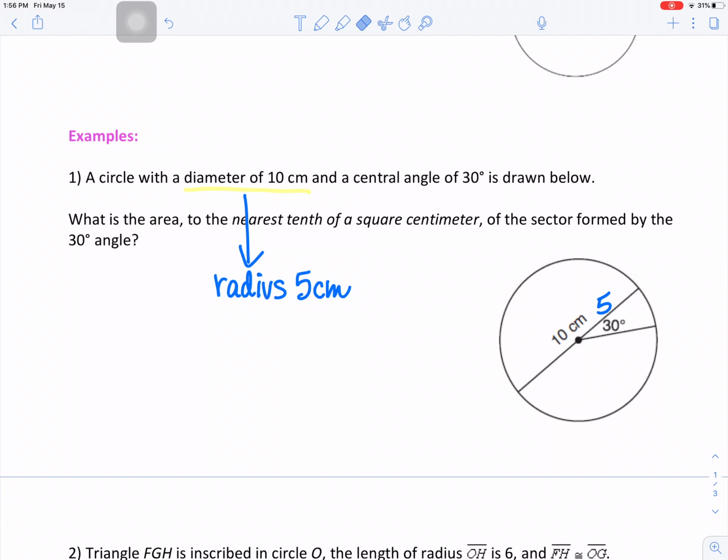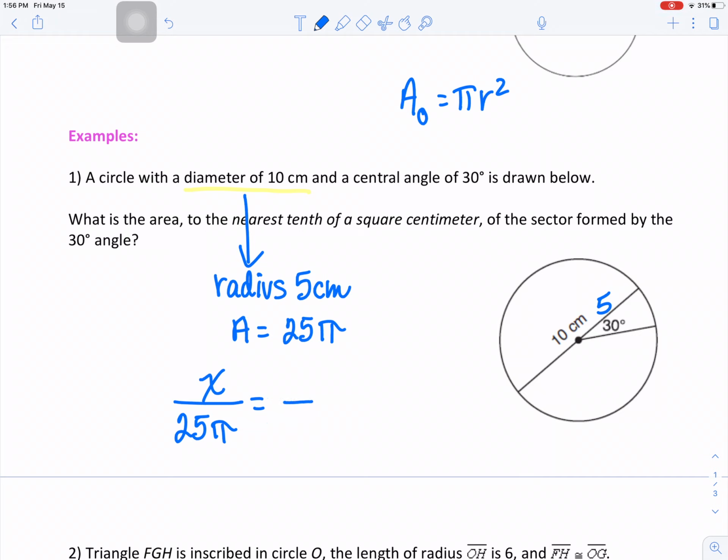Okay, so we have to figure out the area of the whole circle. I like to do that right off the bat. The area of the circle is 25 pi, right? Area of a circle is pi times r squared. All right, and then we want to know how much did we get out of the whole thing, part over whole, equals, well, how big our part is relates to its central angle. The bigger the angle, the more of the piece we get.